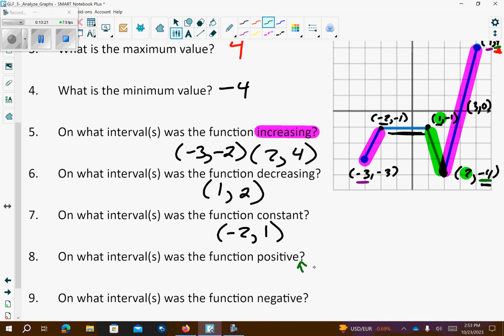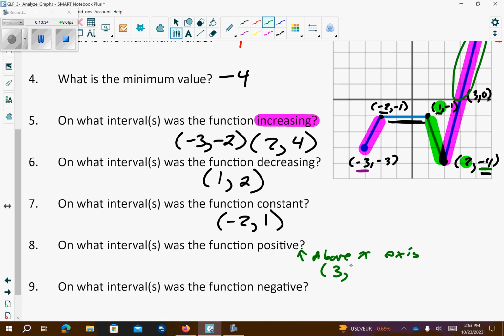Where is our function positive? So this means it's above the x-axis. And there's only one spot right here that's above the x-axis. So, use the x again. So from 3 to, what is that high point? 3 to 4. Again, I'm using the x values only to describe that.